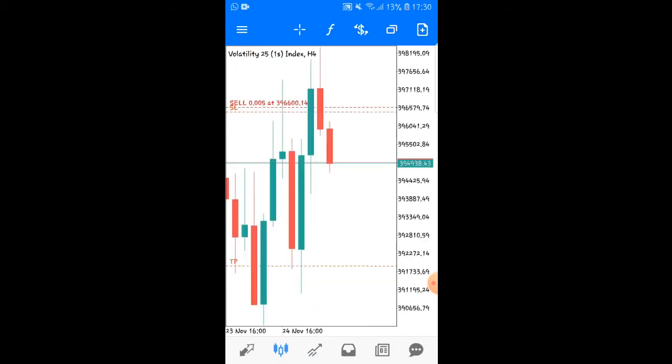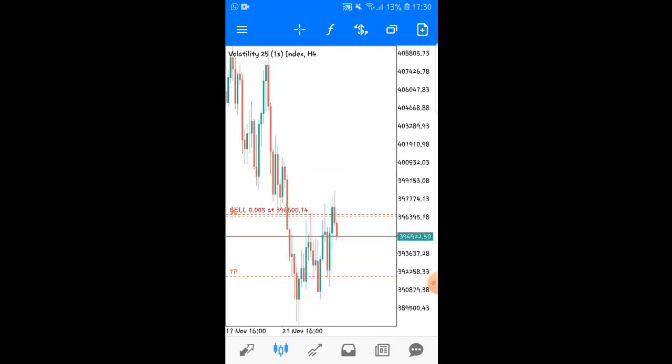You can see here there was a pattern that was forming here. All right, so the market was creating higher highs and higher lows, higher highs and higher lows, higher highs. So I'm expecting the market to create another higher low before I exit this trade over here.